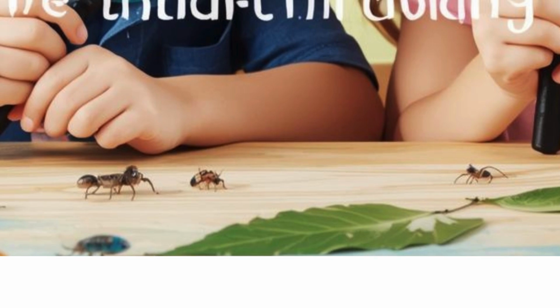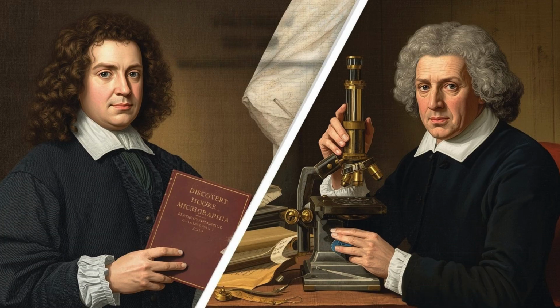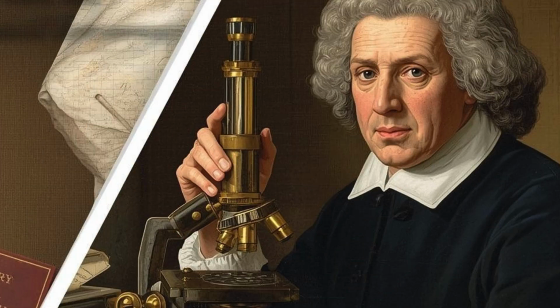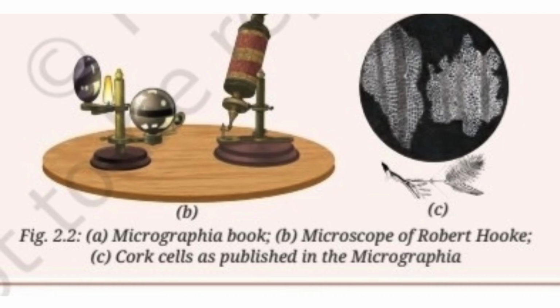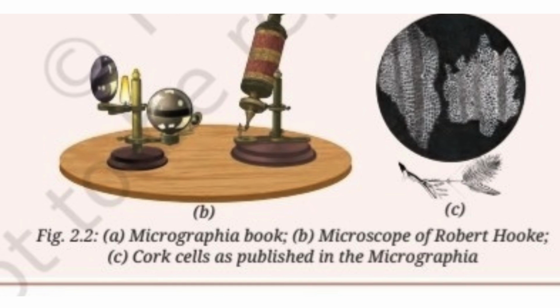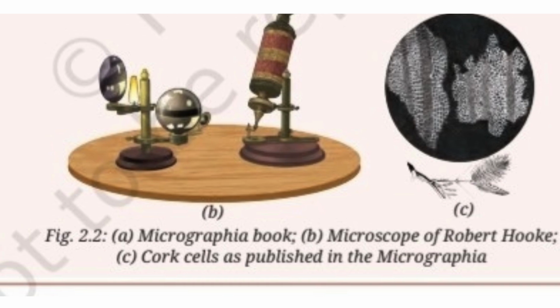The story of microscopes. In 1665, a scientist named Robert Hooke published a book called Micrographia. Using a microscope, he observed thin slices of cork and saw many small empty spaces. This reminded him of a honeycomb, so he called them cells. This was the first time the word cell was used in science.